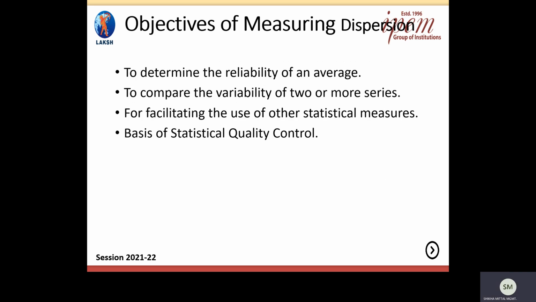These are the different objectives of measuring dispersion. First, to determine the reliability of an average, whether the average is reliable or not. Second, to compare the variability of two or more series. Next, for facilitating the use of other statistical measures. With this help, we can use other techniques, for example, correlation, regression, standard deviation, etc. And it is also the basis of SQC, that is statistical quality control.